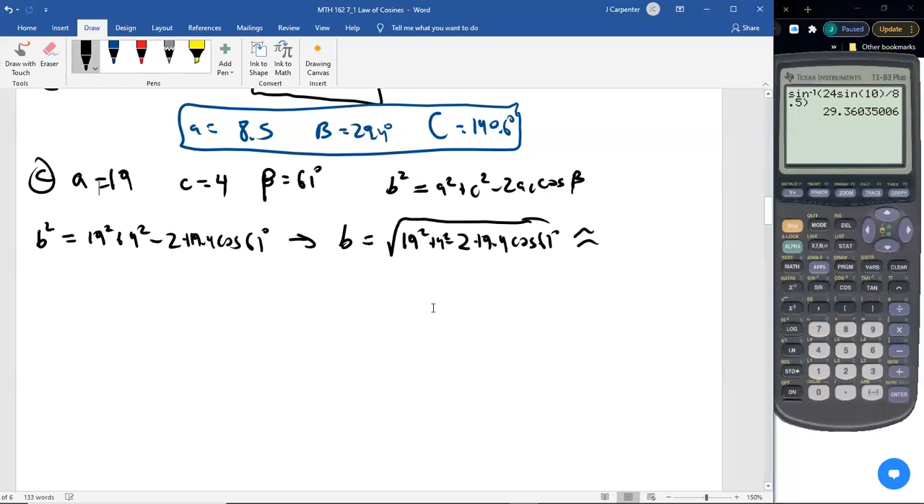And then round to the nearest tenth or whole or whatever your math lab tells you to do. Please pay attention to the instructions. Square root of 19 squared plus 4 squared minus 2 times 19 times 4 times the cosine of 61 degrees. And we get 17.4 when we round to the nearest tenth. So that's what we're going to call our length B.